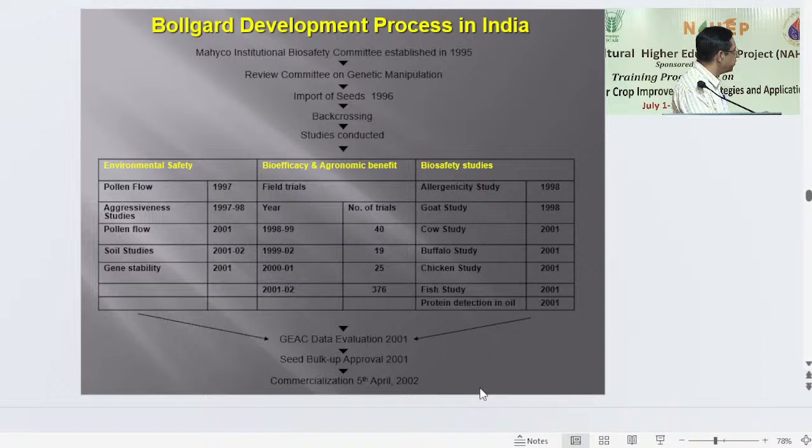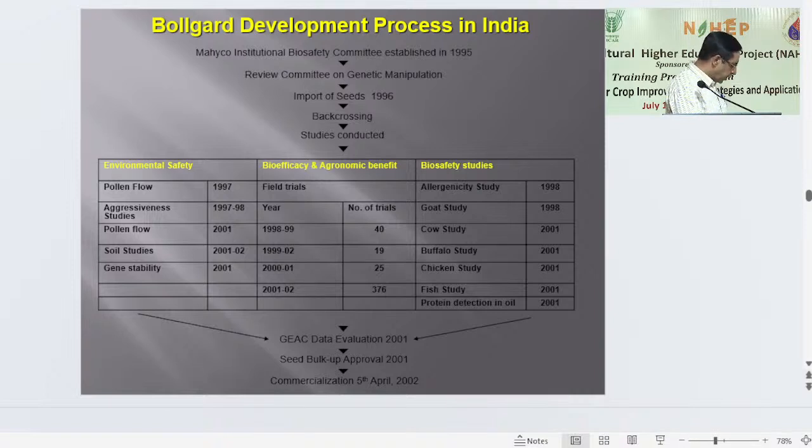This is the Bollgard development. So it was MAHYCO, where an institutional biosafety committee was established. What is MAHYCO? Maharashtra Hybrid Seed Company. Okay, and this has been behind it. It was established in 95. A large number of seeds were imported from Monsanto. Back crossing was done. Studies were conducted, and then data was evaluated in 2001, and eventually it was commercialized on 5th April 2002. It has been almost nearly 22 years since its commercialization. A lot of new versions have come up, Bollgard 1, Bollgard 2 and so on.